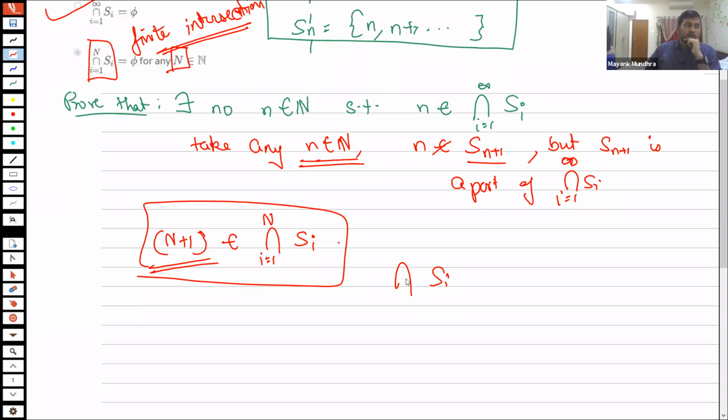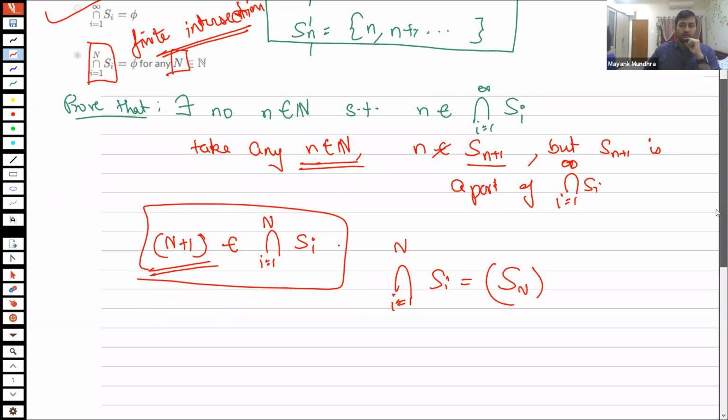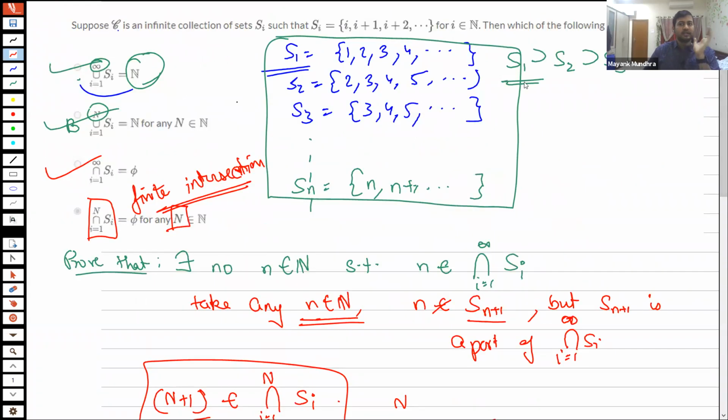Okay, so basically the finite intersection of Si from i equals 1 to capital N is nothing but the set Sn. Because like I told you, the sequence is S1 contains S2, which contains S3, which contains S4, and so on. It is going to contain set N minus 1, which is going to contain set N, and so on. So the finite intersection of these sets is going to be S capital N.